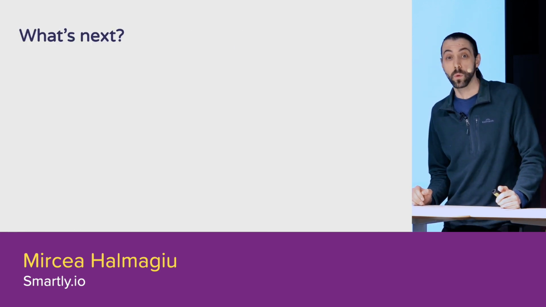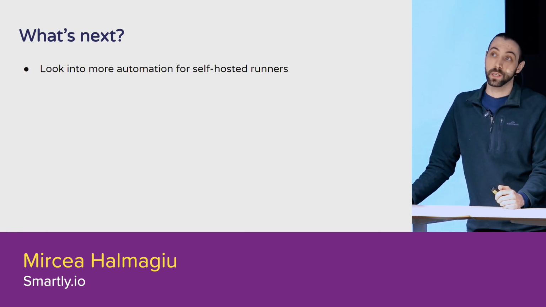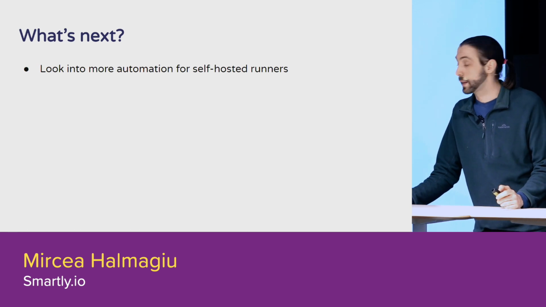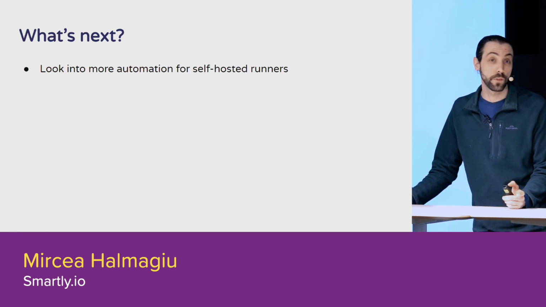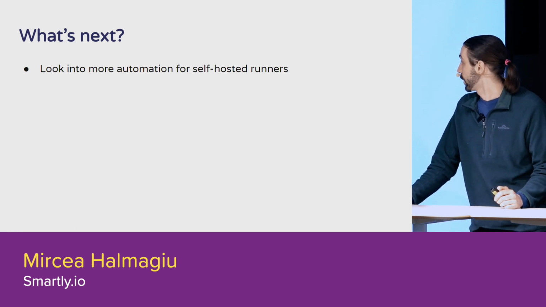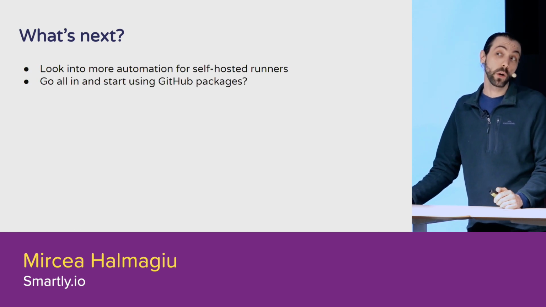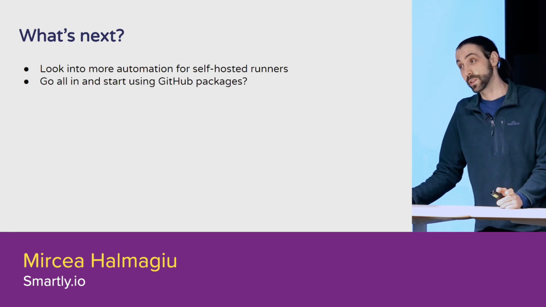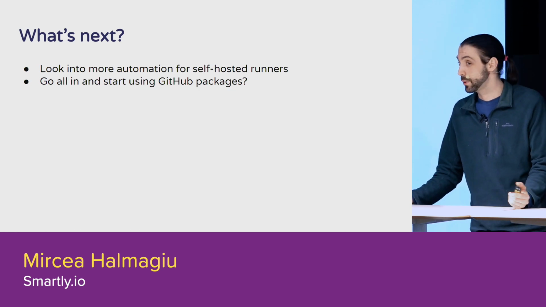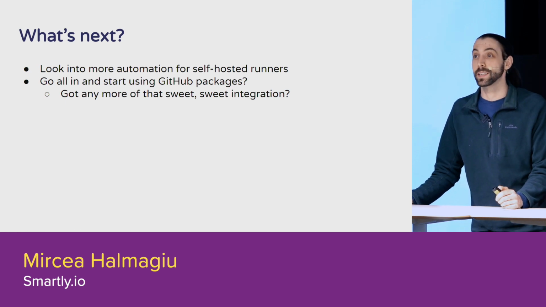So what's next for us? We're going to look into more automation for self-hosted runners. As I mentioned, we're looking into the API. At the moment, we're just adding them manually, which is obviously not scalable for 300 repos. But we're going to look at more automation for those. We're also thinking maybe we'll go all in and start using GitHub Packages as well. Single point of failure, might as well have it be a giant point of failure and get more of that sweet, sweet integration.